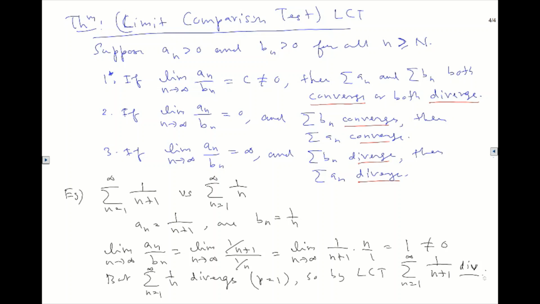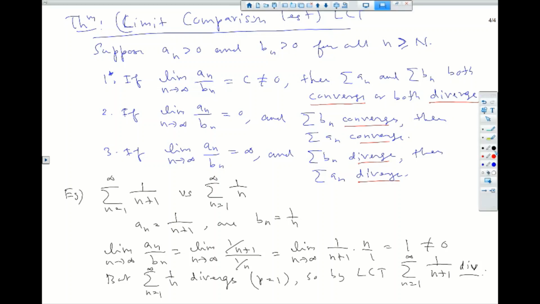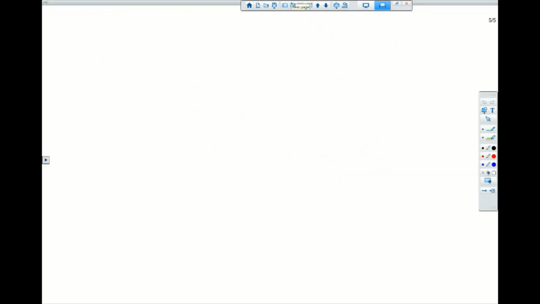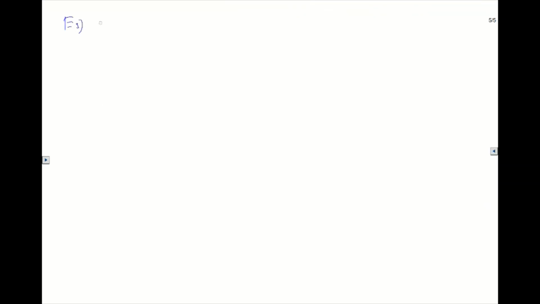So let's do a few more examples. How about this one? Let's say, for example, let's do a few more tests for convergence. Just for convergence. Let's do 3 over 4 plus 5 over 9 plus 7 over 16 plus 9 over 25, like that. If you get this one, let's try to write the nth term.